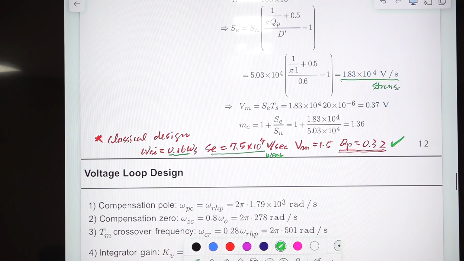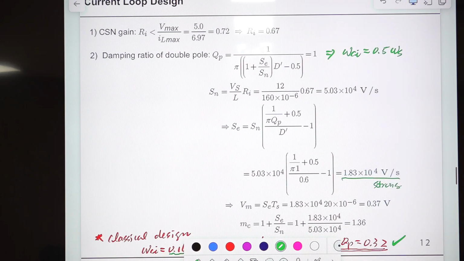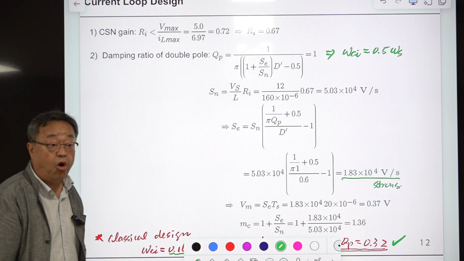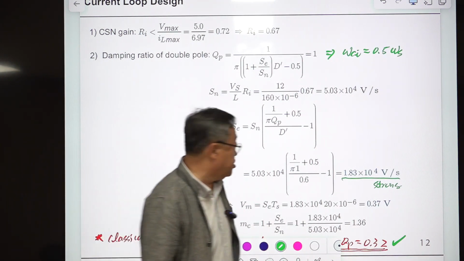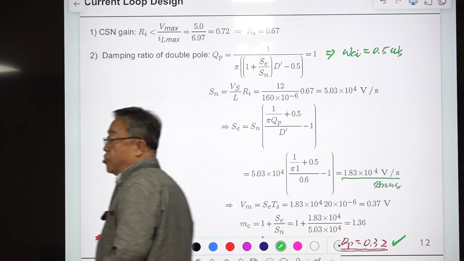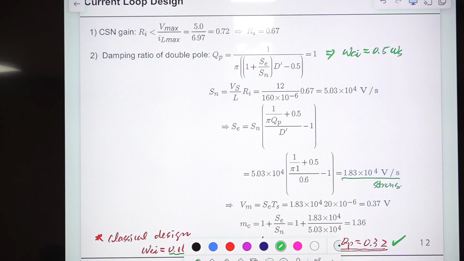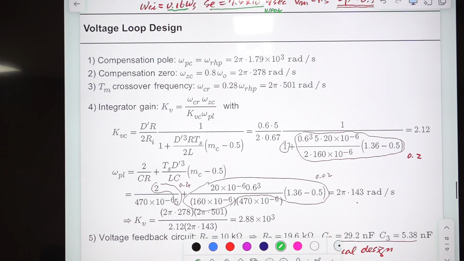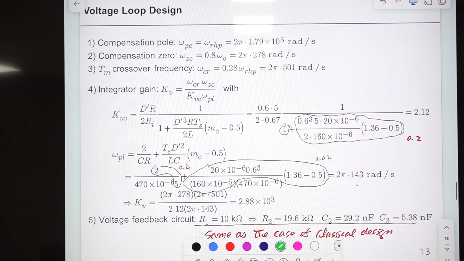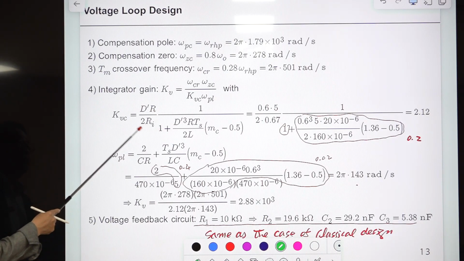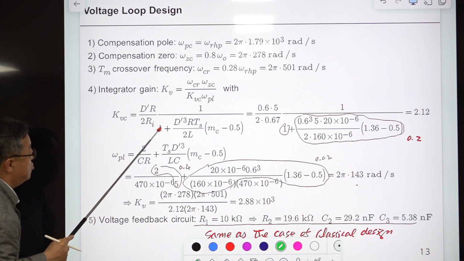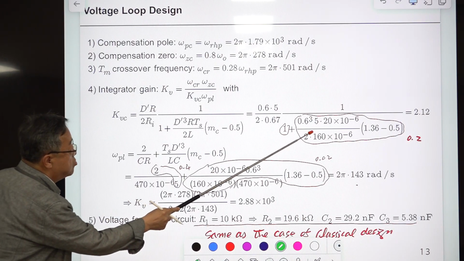Okay, when you are comparing this and this, this has a strong current mode control feature. This has the weaker current mode control feature. That will show up in their performance. And this voltage design procedure, I repeat this. This is the case of classical design. And you have unity, and this one is a 0.2.